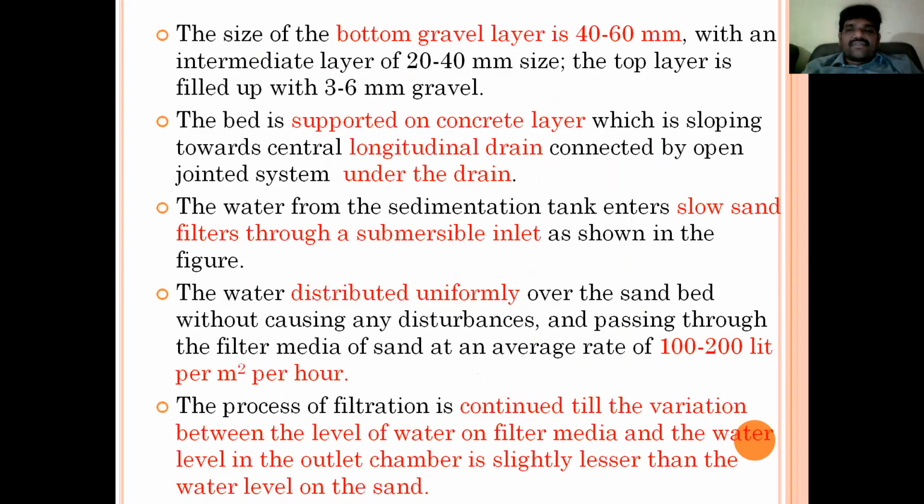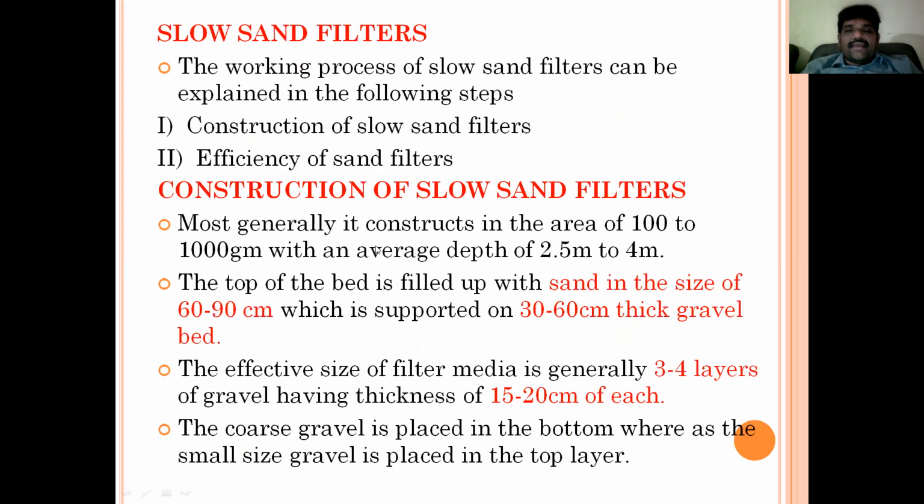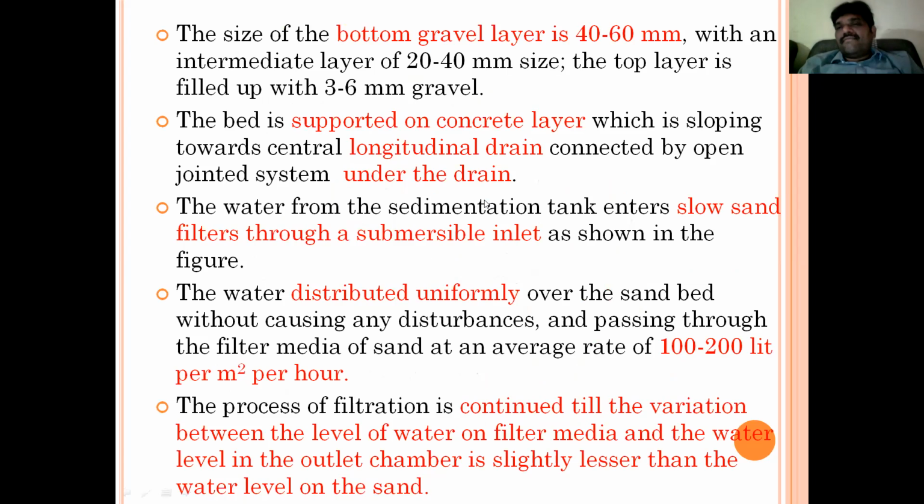Understand? The efficiency of the sand bed is 100 to 200 liters per meter square per hour. And here the gravel is acting. See here, the top layer is made up of fine sand, coarse sand, and pebbles. Pebble in the sense gravel. Else, even in place of coarse sand, we may sometimes use gravel, fine gravel materials. But the structure is fine sand, gravel, coarse sand, pebbles, with an arrangement of 3 to 4 layers having a thickness of 15 to 20 centimeters each. Understand?